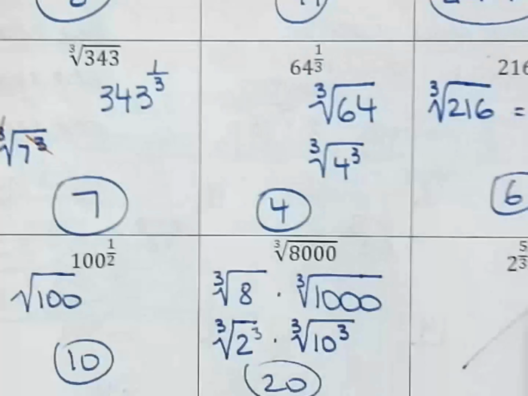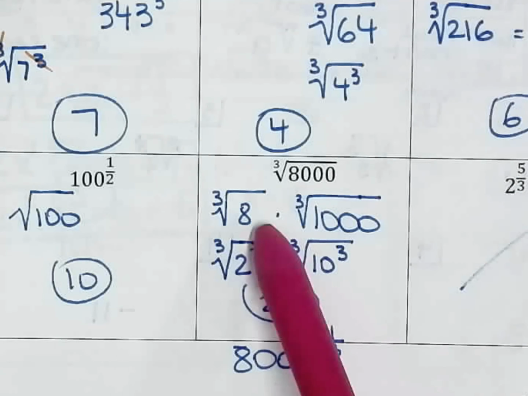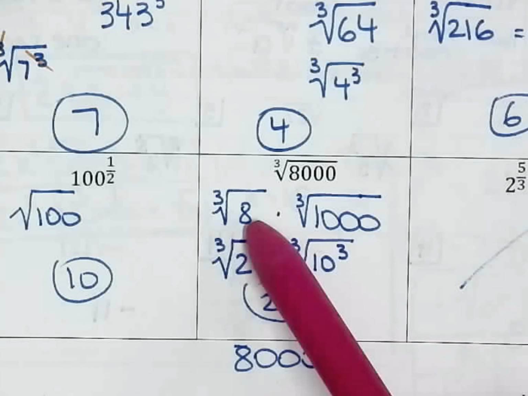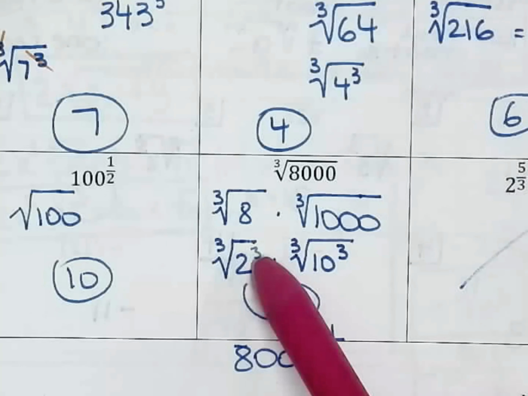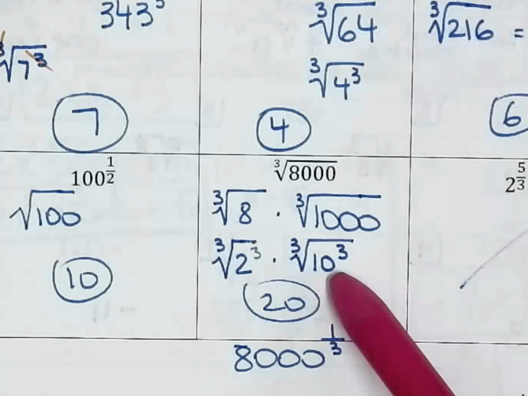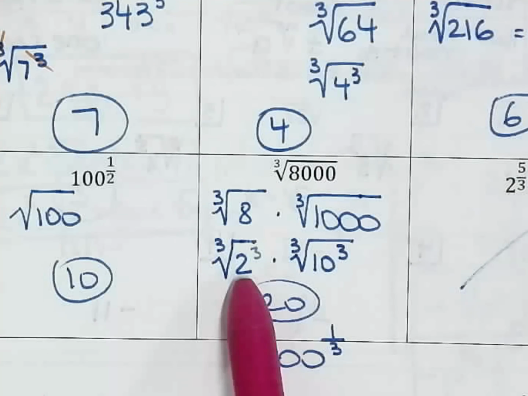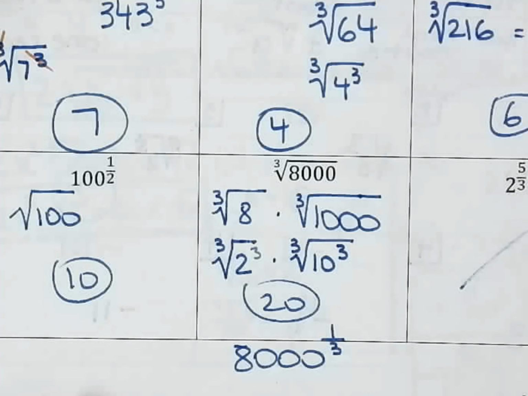This one right here, the cube root of 8,000. If you rewrite it as 8 times 1,000, 8 is a perfect cube. 1,000 is also a perfect cube. The cube root of 8 is 2, because I can simplify the index and the exponent. And same thing here. 10 to the 3rd power is 1,000. Simplify that. So now I'm left with 2 times 10, which is 20.